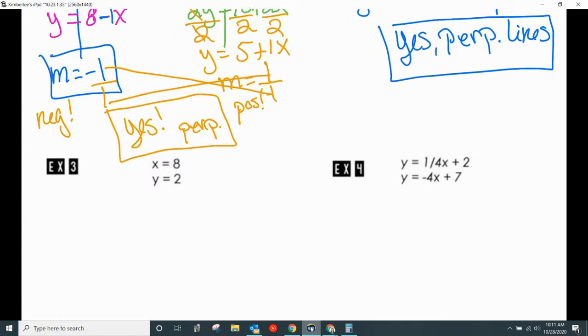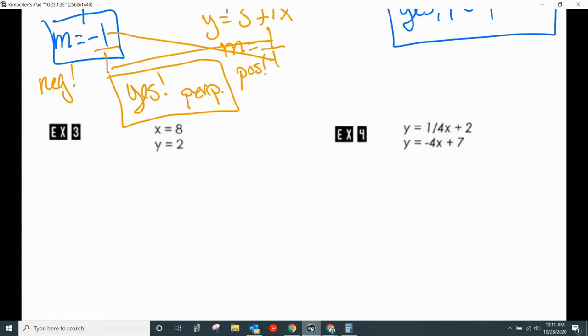Okay, so I want to look at example 3 with you, but I want you to do example 4 on your own. Make sure you have that completed because remember, your journal grade is a major grade.